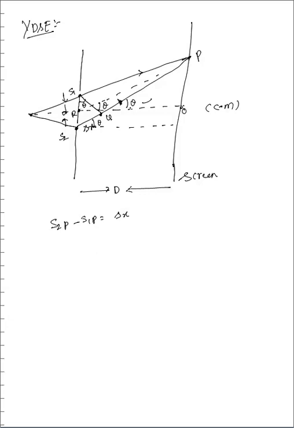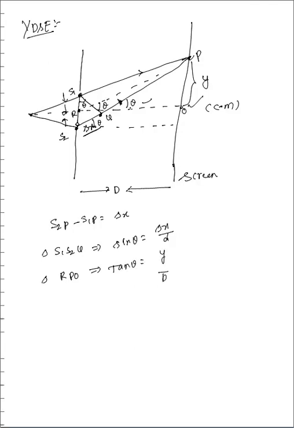So from triangle S1 S2Q, we need to calculate sin theta. Sin theta equals opposite, which is delta x, by small d. Next, another triangle we are taking, triangle RPO. This is R, this is P, this is O. I am choosing the distance from P to O as Y. So tan theta equals Y by capital D.